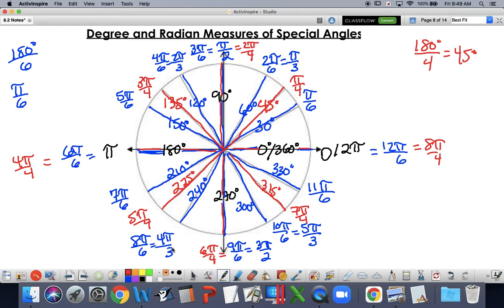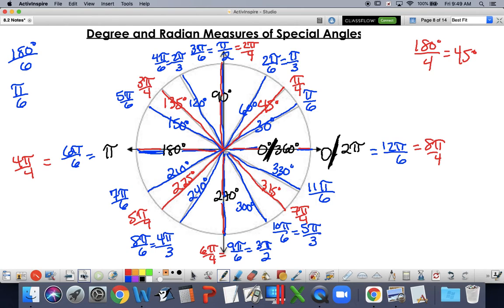I want to make sure that we know these mean the same thing, right? Big old slash here. And there we have kind of the beginning construction of our unit circle by introducing both the degree measures of all of these main angles as well as the radian measures of all of these.